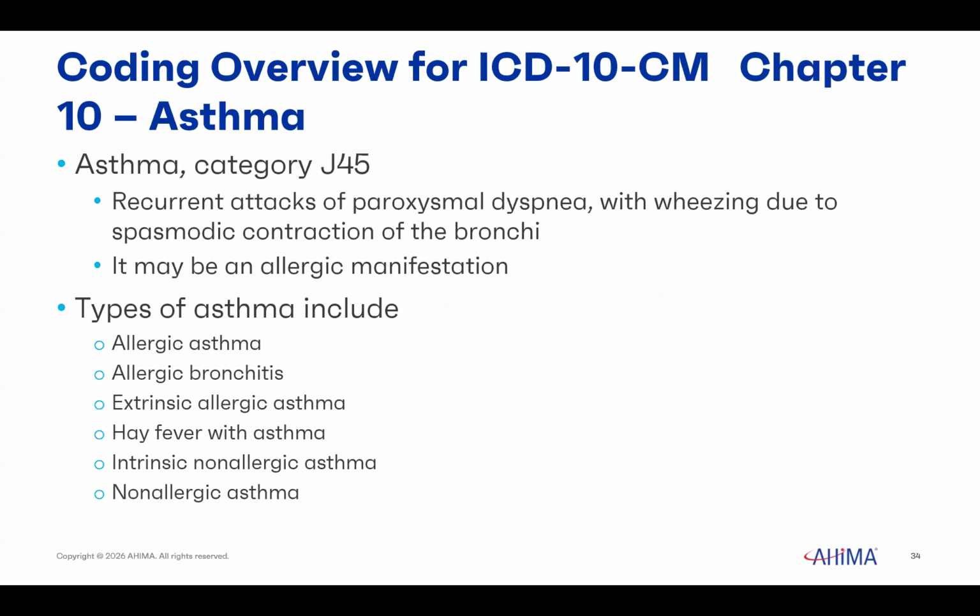Asthma, we touched on a little bit, but let's dive into the finer details of code category J45. And again, most of us are familiar with what asthma is. It's recurrent attacks with wheezing, spasmodic contraction of the bronchi. This could either be an allergic reaction, it could be a result of some sort of bronchitis, hay fever, or some other irritant.